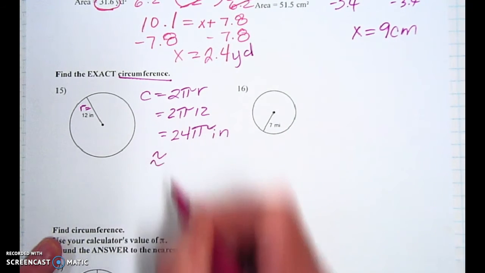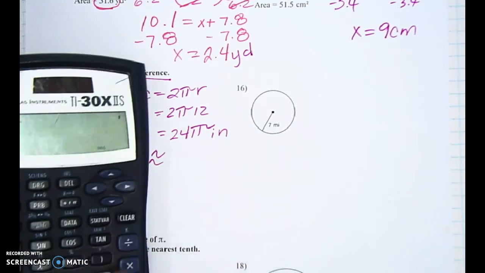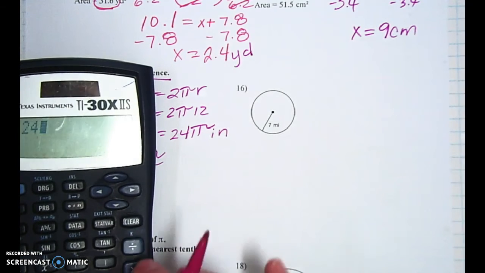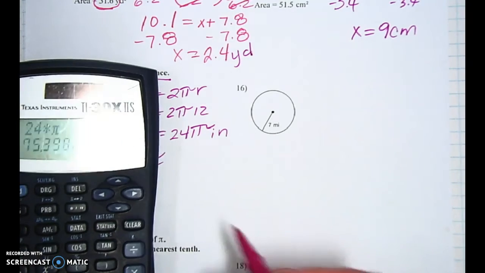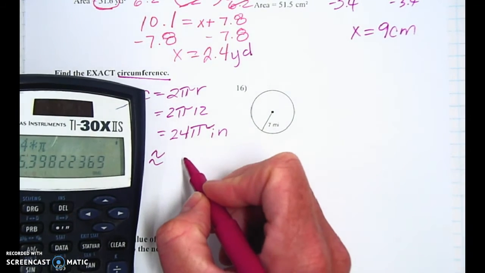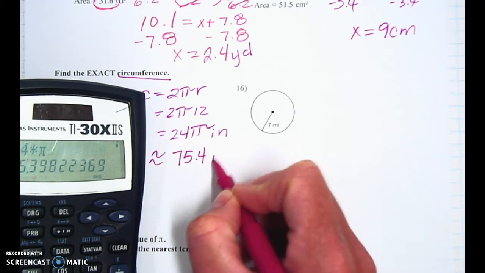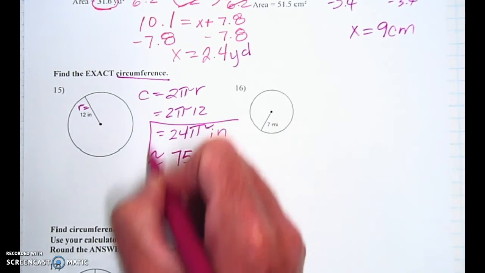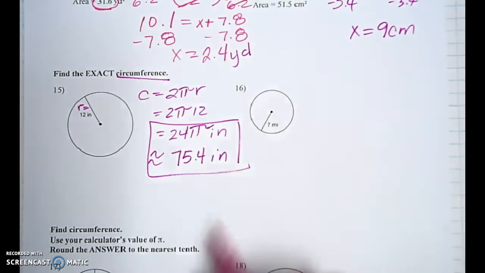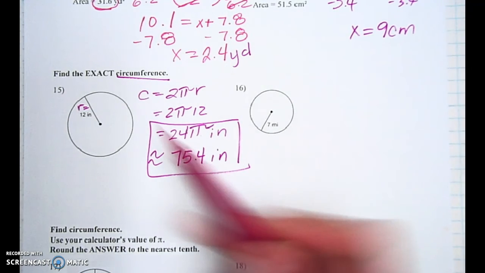If we want to get a decimal answer, we simply take the calculator and multiply 24 times the pi button, and we get approximately 75.4, also in inches. So you can either have your answer in terms of pi or as a decimal.